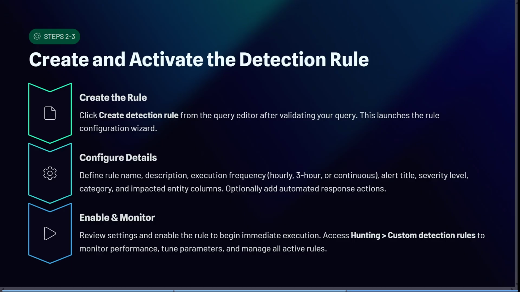The last thing over here is to review your settings and enable the rule to begin immediate execution. You can go and access hunting, look for custom detection rules to monitor your performance. You can also tune your parameters, and you can manage all of the other active rules.